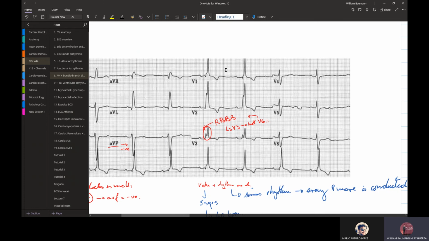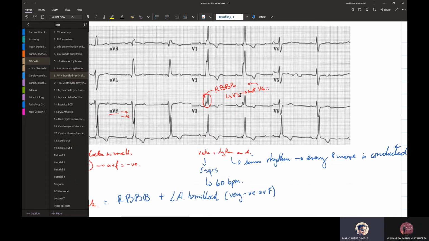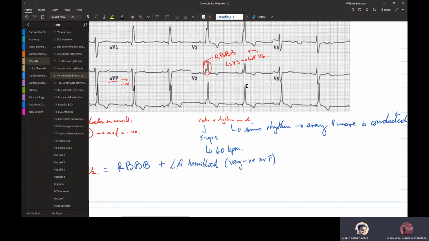So if we look at the hemi block, we look at V1, V2, V3, V4, V5, V6. Do we see the M shape on the V5, V6? No. But we see something odd, and the QRS complex is big. So we see it on the V3 and not the V6. Therefore, it is a right bundle branch block. The rate and rhythm are okay. 5 squares equals 60.